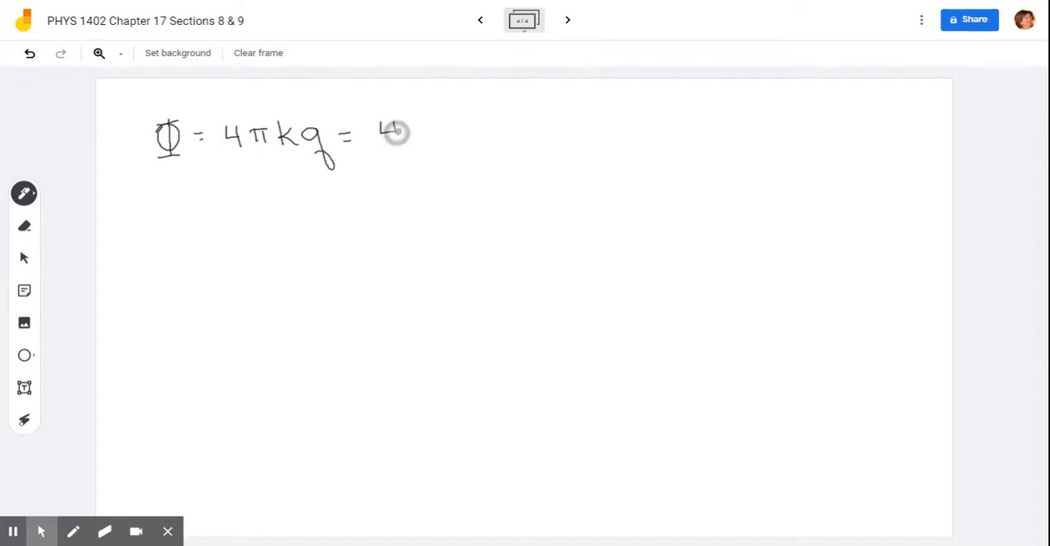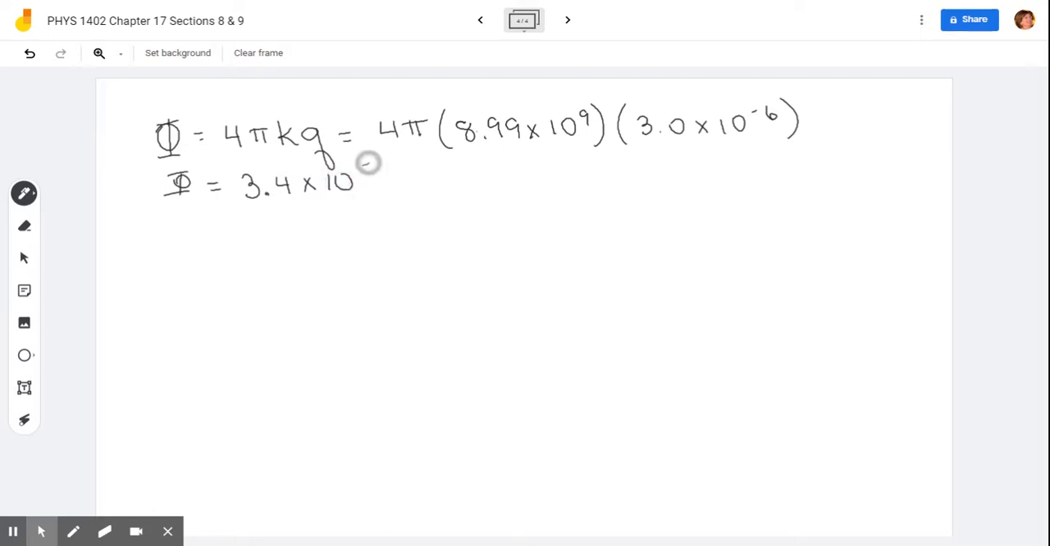So in this case, we know the value of k was 8.99 times 10 to the 9th. Our charge in that problem was 3 microcoulombs. Micro is 10 to the negative 6. So the flux in that example comes out to be 3.4 times 10 to the 5th newton meters squared per coulomb.